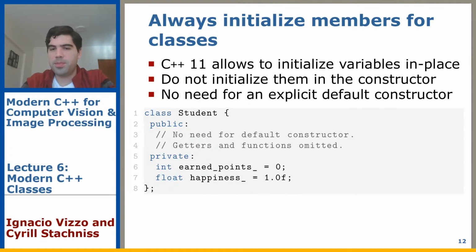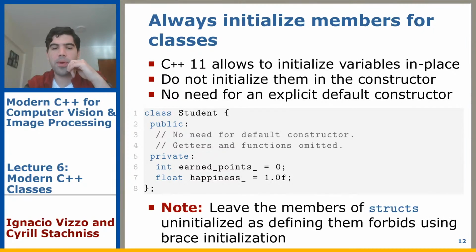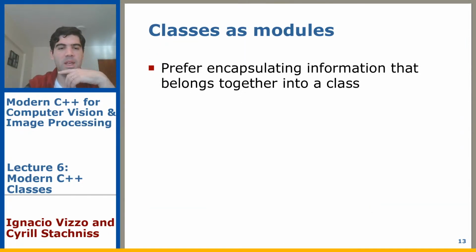And there is no need for an explicit default constructor if you have these easy members. If you actually try this example at your place, you will see that you can construct members of this class without providing the constructor. And then there is a small tip: leave the members of structs uninitialized, because if you define them, then it will forbid using brace initialization, as we saw in the previous example.